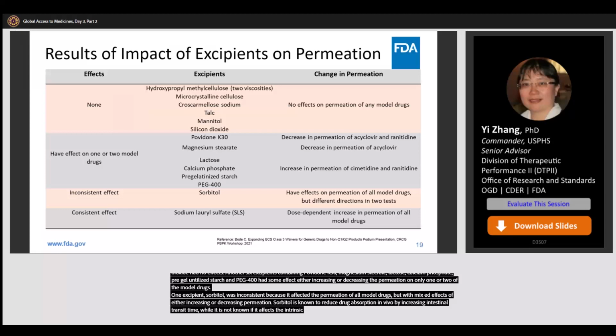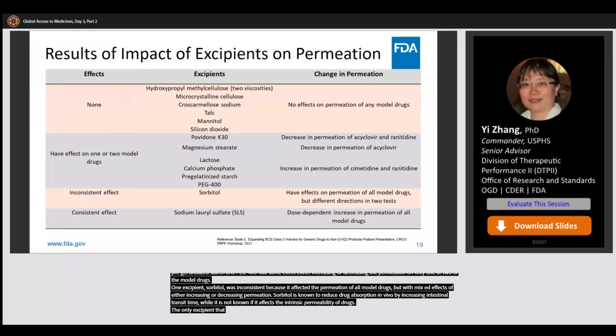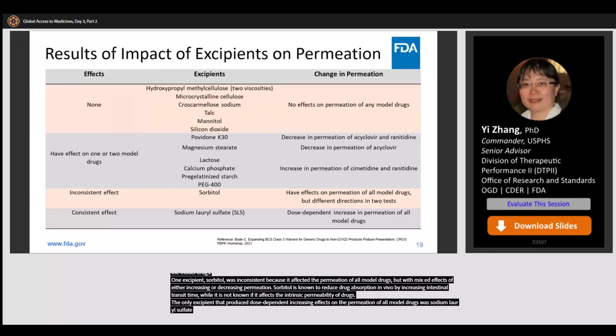The only excipient that produced dose-dependent increasing effects on the permeation of all model drugs was sodium lauryl sulfate, also known as SLS, which is not surprising because it is a permeation enhancer.